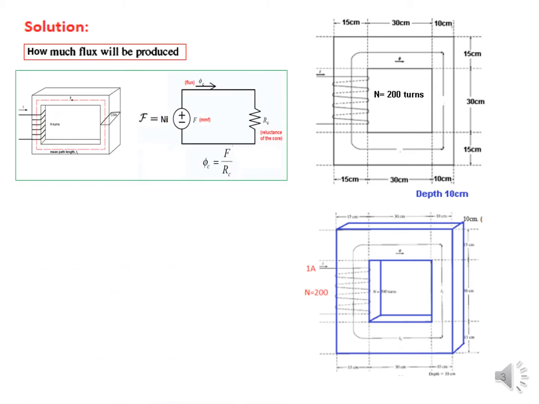And if we see an equivalent electrical circuit like this, then this is equivalent to voltage, which in this case we call MMF. This is equivalent to resistance, we call it here reluctance. And this is equivalent to current, we call it here flux. So from Ohm's law we know that I is V over R. Same way we can say that the flux is F over R, that is, the magnetomotive force over reluctance.